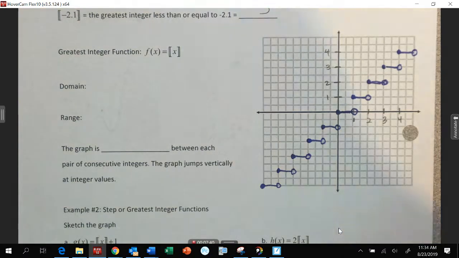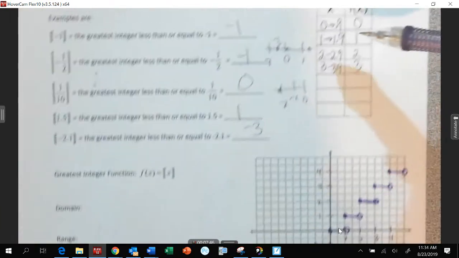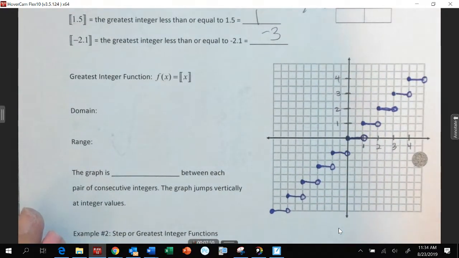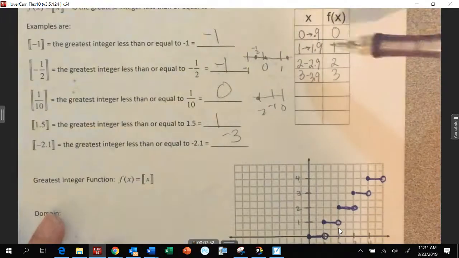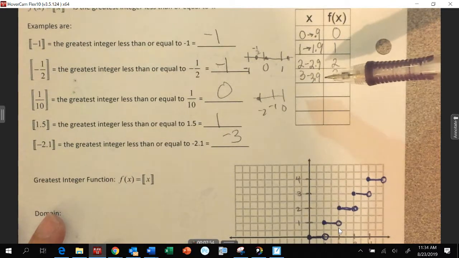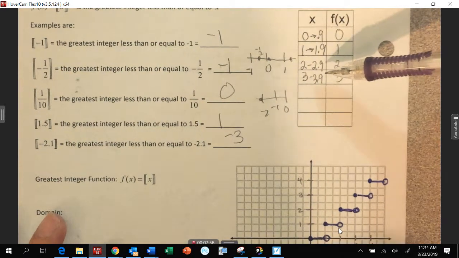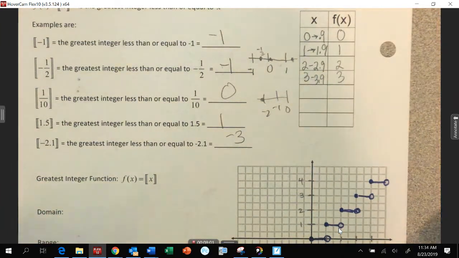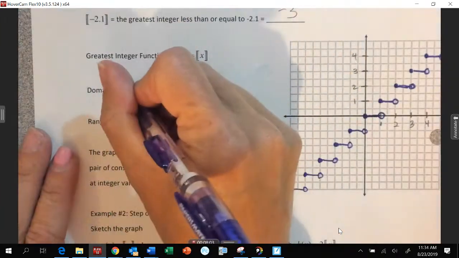Okay, so now let's talk about the domain and range. Remember, the domain is all the x values. So left to right, or looking in our table, what x values can we use? What are we allowed to plug in our table? Everything. You can plug anything in there. We don't get anything out, but you can plug anything in there, all real numbers.